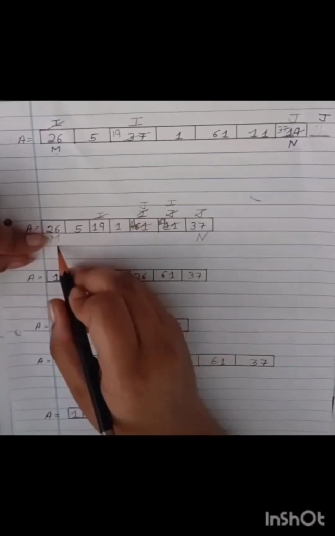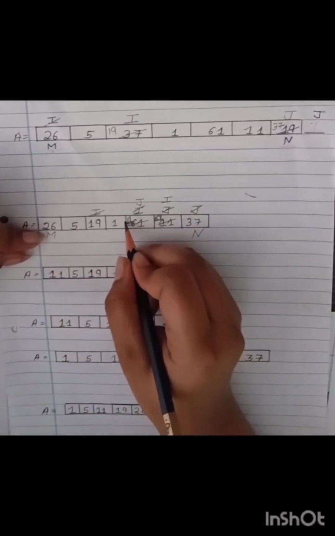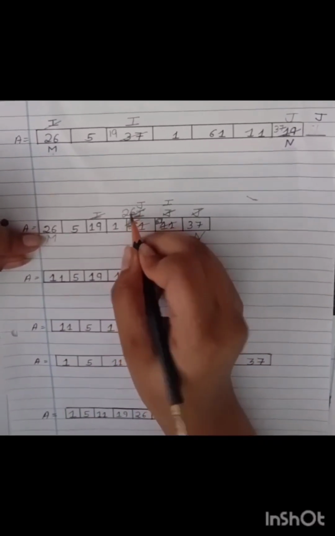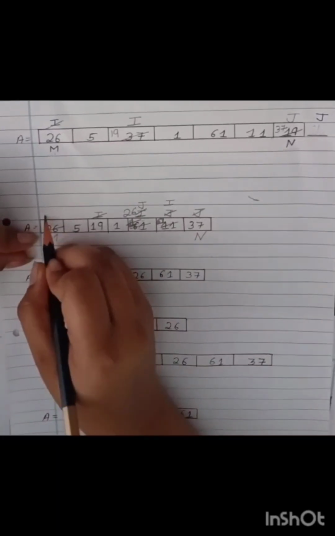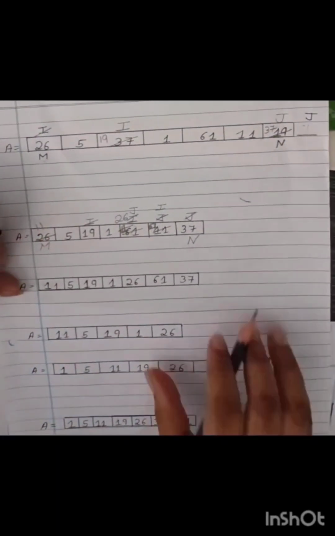So here we swap these two values. In place of 11 we have to put 26, and in place of 26 we have to put 11. So here is our array.